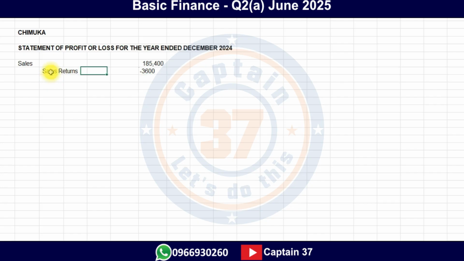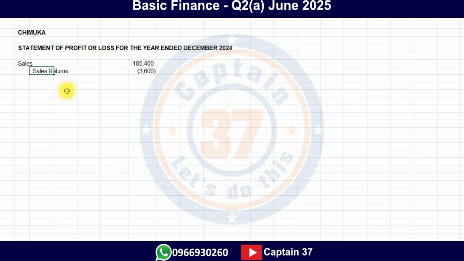Before I continue, let me just move this to make it look neat. Always make sure your work is neat. We will subtract the sales returns from the sales, and whatever it gives us, we're going to put it right over here. Since I'm using Excel, I'm simply going to apply a formula. On the exam, you are allowed to use a calculator. So when we subtract the sales returns from the sales, it gives us this amount, which is the starting point.